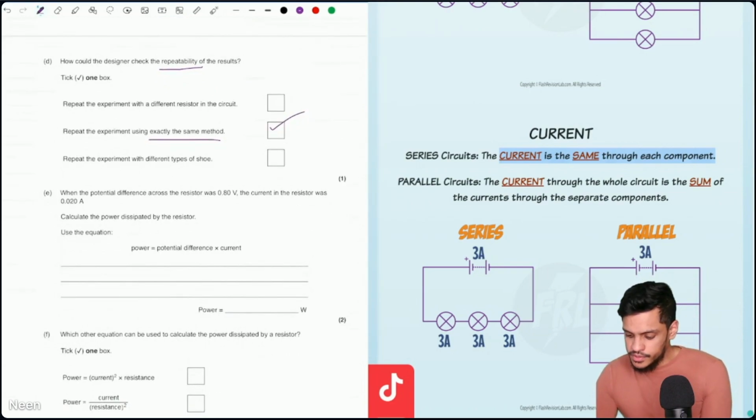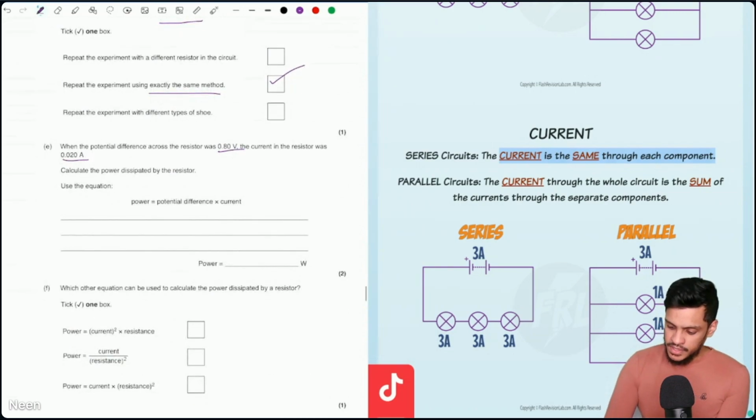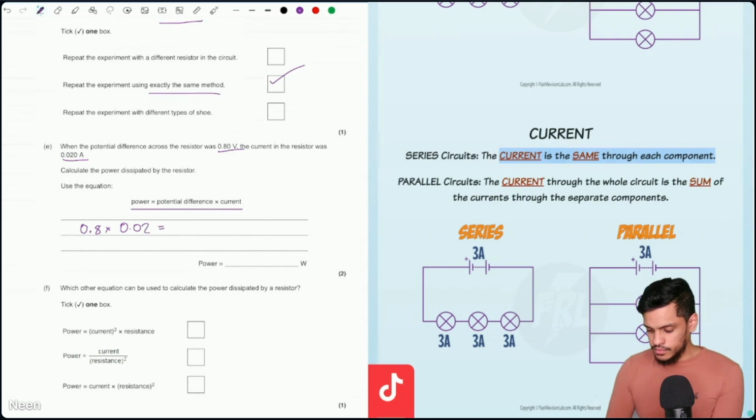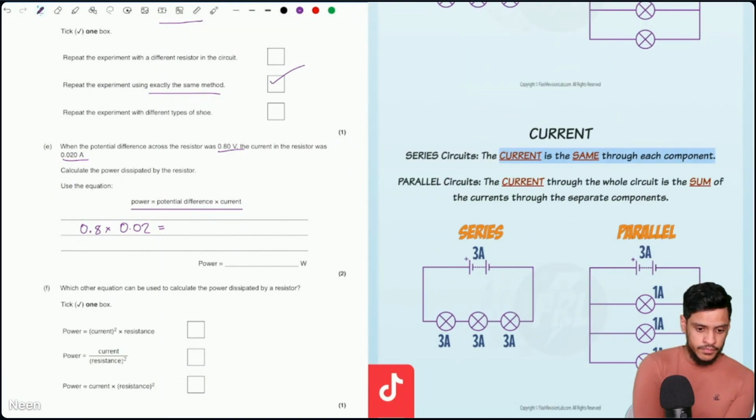When the potential difference across the resistor was 0.5 volts, the current in the resistor was 0.02 amps. Calculate the power dissipated by the resistor. They've been nice here. They've given you the equation. Potential difference times current. So all you need to do is 0.5 times 0.02. If you do that, you get, careful with your numbers, careful with your zeros. When you put that in the calculator, remember that there should be an extra zero in there. So it's 0.016. Don't write 0.16 watts.